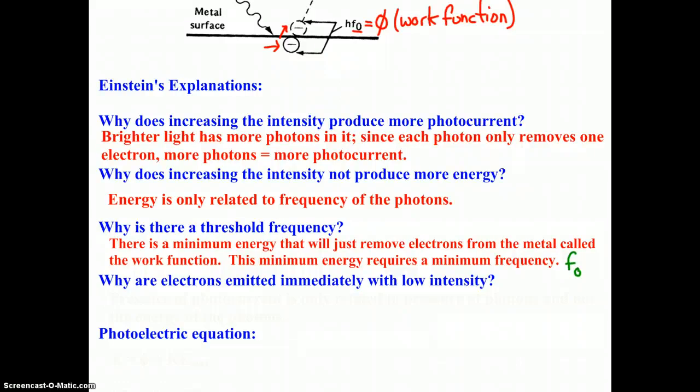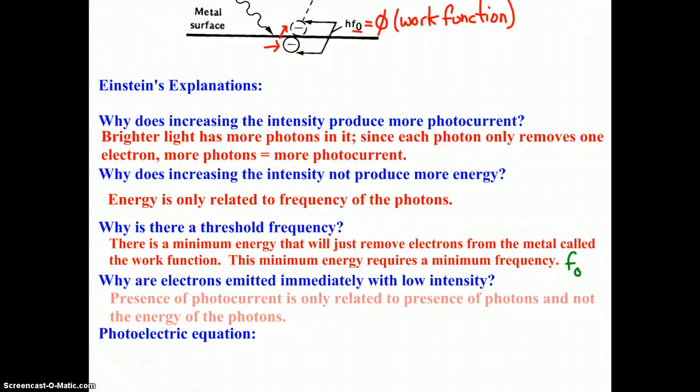Why are electrons emitted immediately with low intensity? Presence of photocurrent is only related to presence of photons and not the energy of the photons. Okay? So all he's saying here is that photocurrent only depends on being hit by photons and has nothing to do with the energy that the photons have.